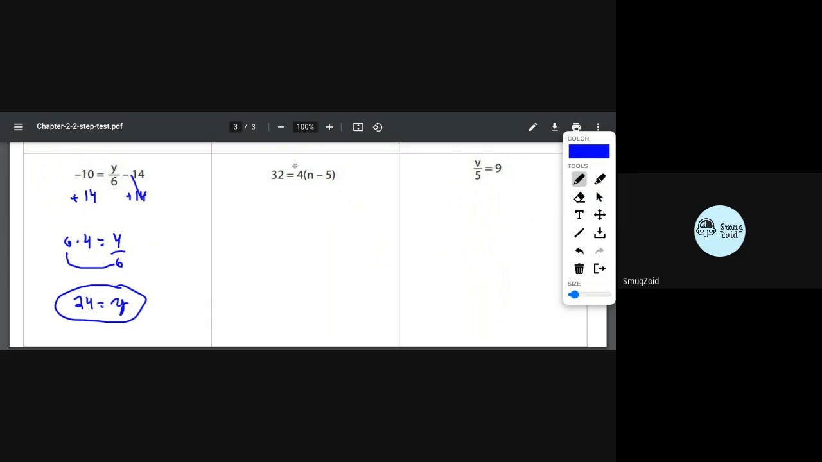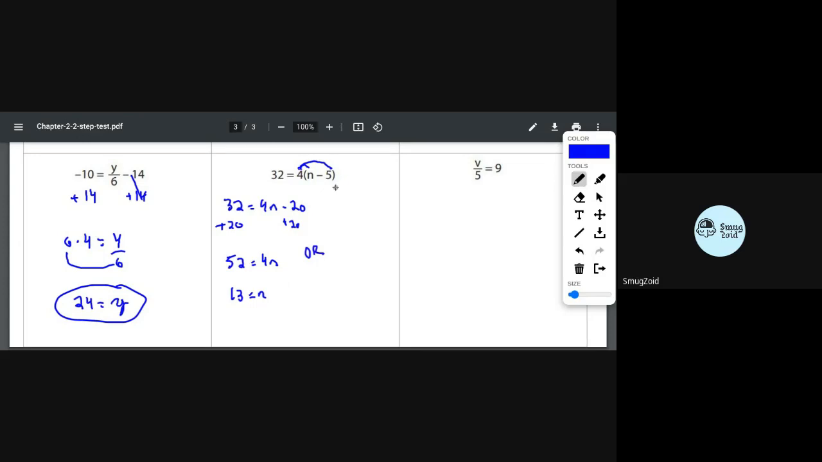We do distribution on this one. So multiply it this way. So you get 32 equals 4n minus 20. So then I'm going to add 20 to this side and add 20 to this side. So I get 52 equals 4n, right? And then when you look at this thing, you find out, okay, 4 times, you do the math, 13 equals n.